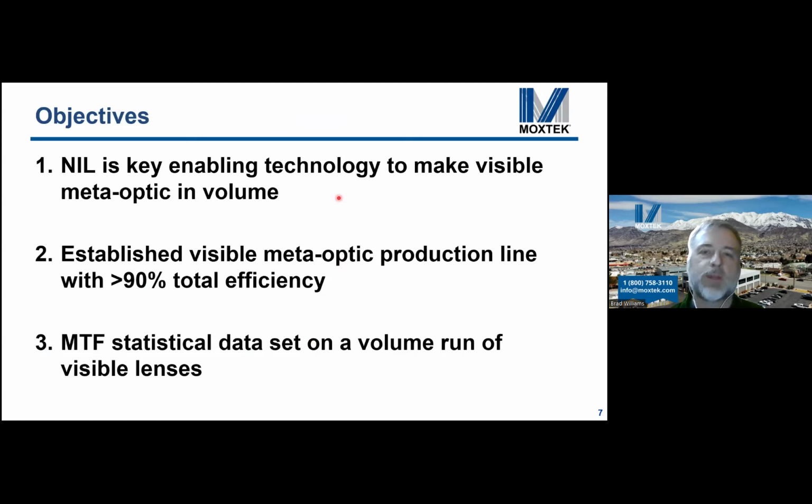The basic objectives of this talk are: nanoimprint is really the key enabling technology to make meta optics in volume for the visible range. There have been some products released in the near IR using typical semiconductor processing lithography. But to get to the visible, you need a smaller wavelength, smaller meta-atom, and so then you need NIL. We've established a volume manufacturing production line for the visible with greater than 90% efficiency. And then we've started gathering statistical data sets on the MTF in volume runs of these visible lenses.